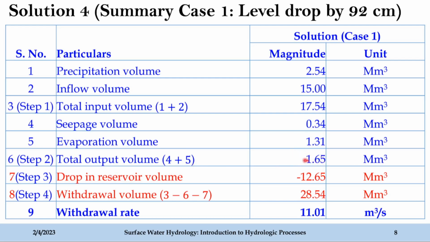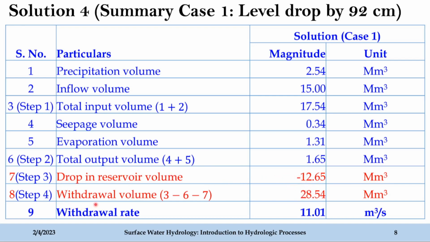In the next part, we estimated the drop in the reservoir volume, which came as minus 12.65 millimeter cube. Here the minus sign is indicative of the fall in the reservoir volume. If there would have been an increase in the reservoir volume, we would have used a plus sign instead of minus.